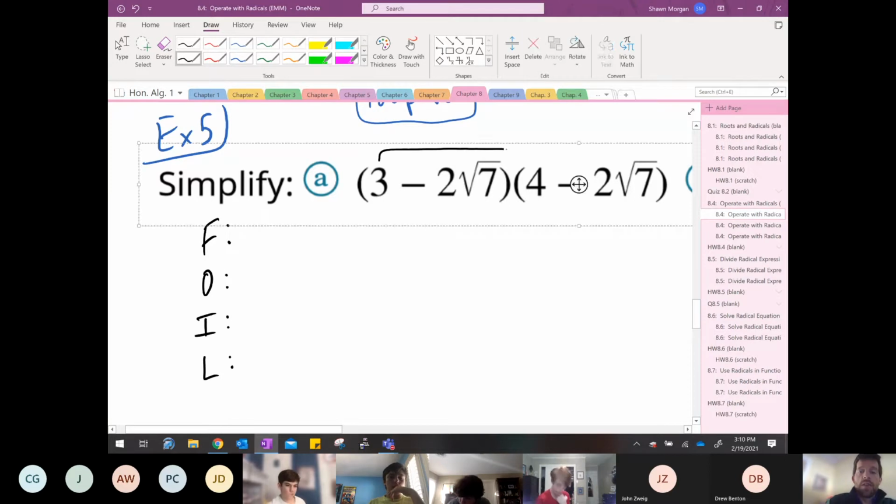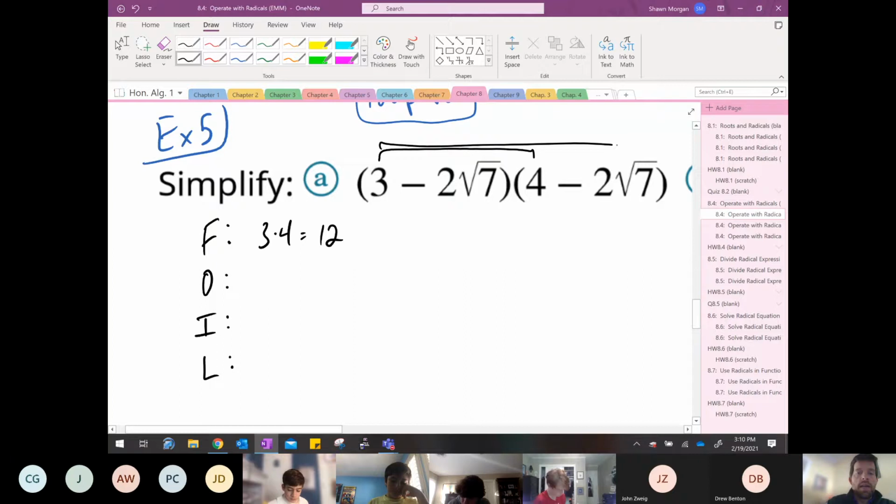First, outer, inner, last. So first times first should be obvious. 3 times 4 is 12. When I do the outer two, I've got 3 times negative 2 square root of 7. Now, in that case, I don't have a radical that's with that 3, so I'm just going to multiply the 3 times the negative 2. So that becomes negative 6 square root of 7.